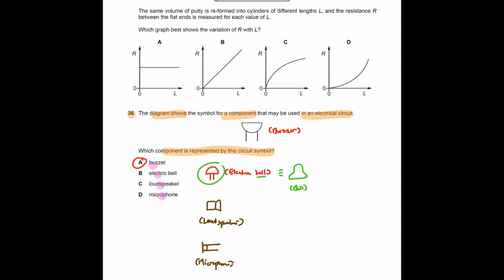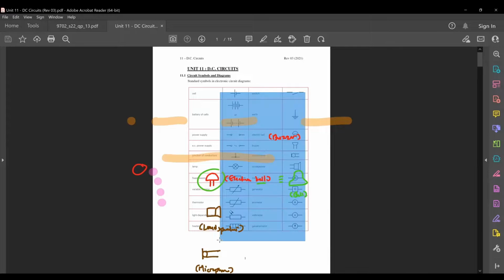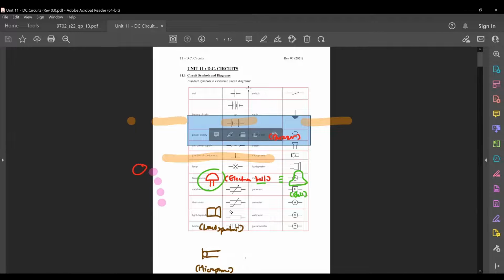All right. So these are the respective circuit symbols. The respective circuit symbols for all other components, you can get from your syllabus booklet, or from the notes that I gave to you a long time ago. Under DC circuits, the first page, this is taken from your syllabus booklet. All the other common circuit symbols for certain components are written there. Okay, so that's for that.